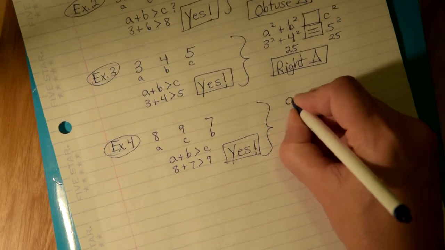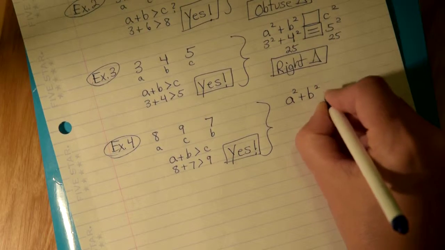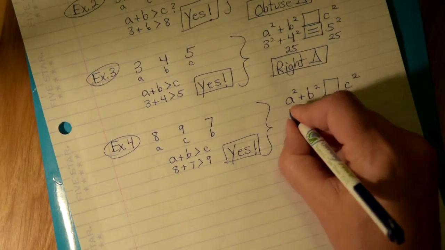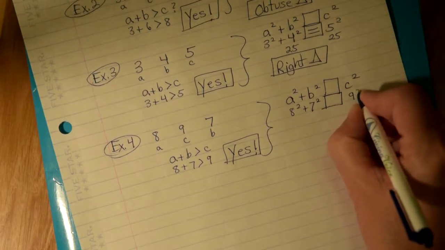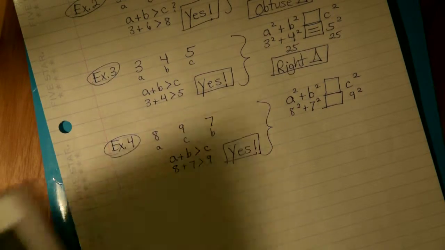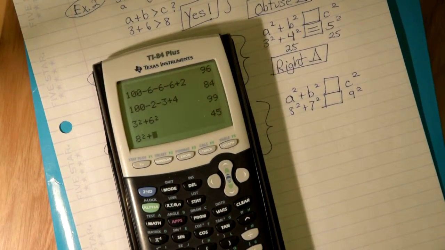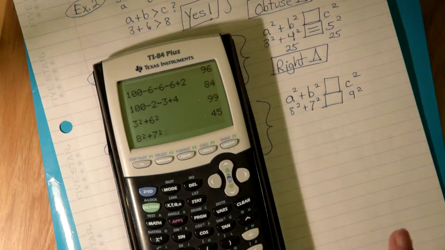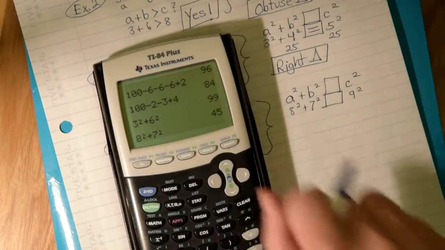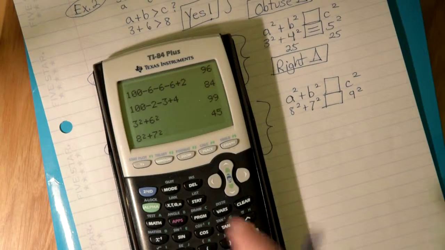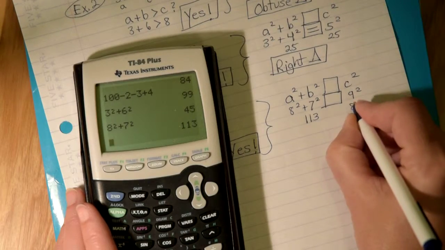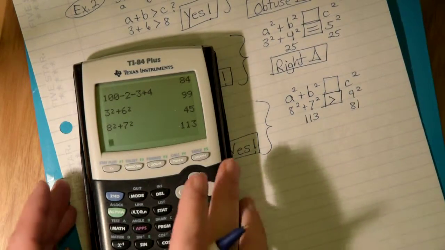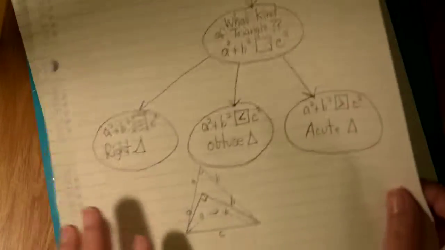Now let's do the what kind of triangle test. A squared plus B squared compared to C squared. So 8 squared plus 7 squared. How does that compare to 9 squared? By the way, this is how I'm entering it. It depends on your calculator. I would use the calculator on your iPad that's the regular kind, not the kind where you have to write it with your finger, because it's easier to do these with the regular calculator. That's 113. That's 81. So clearly A squared plus B squared is greater than C squared.